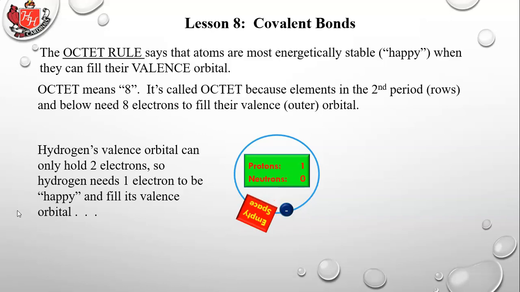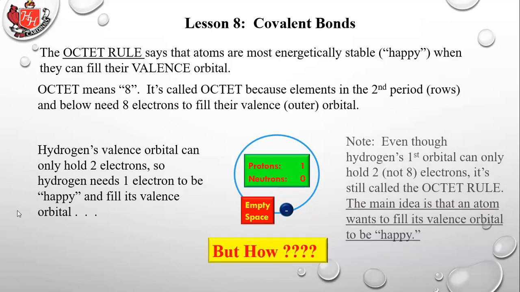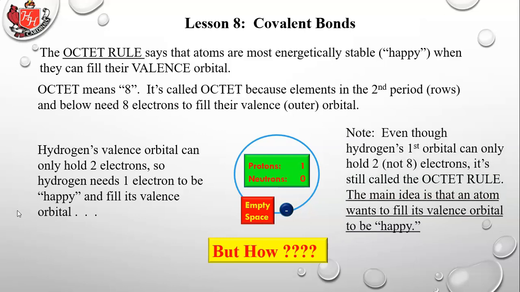Hydrogen's valence orbital can hold only 2 electrons. So hydrogen needs 1 electron to be happy and fill its valence orbital. But how? And note, even though hydrogen's first orbital can only hold 2, not 8 electrons, it's still called the octet rule. The main idea is that an atom wants to fill its valence orbital to be happy.